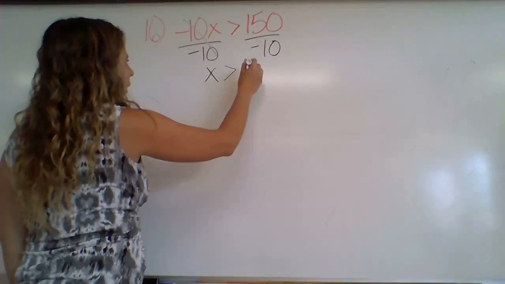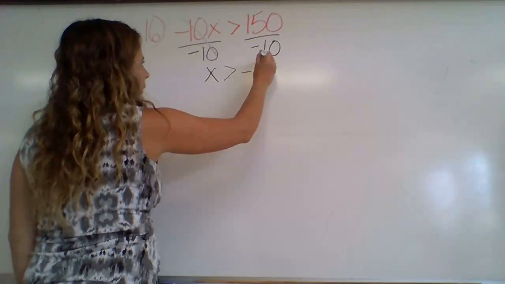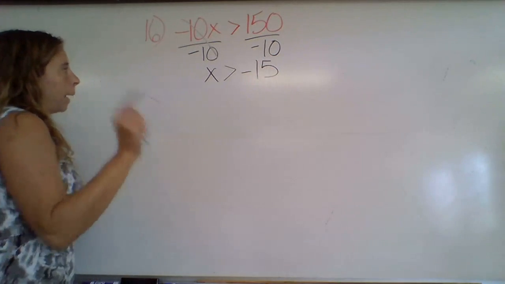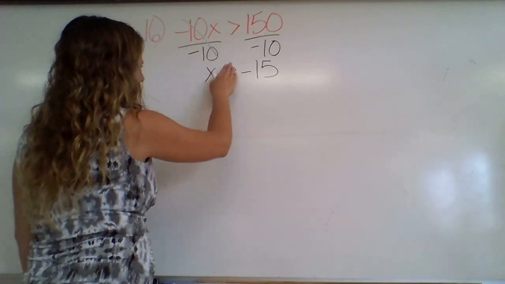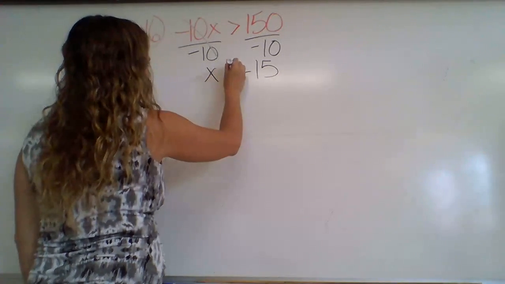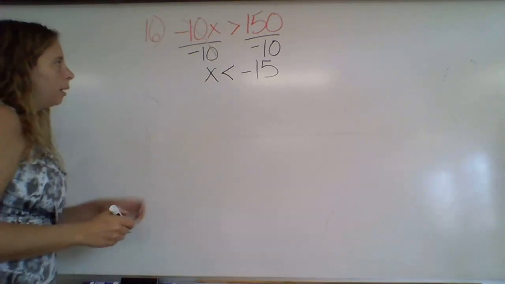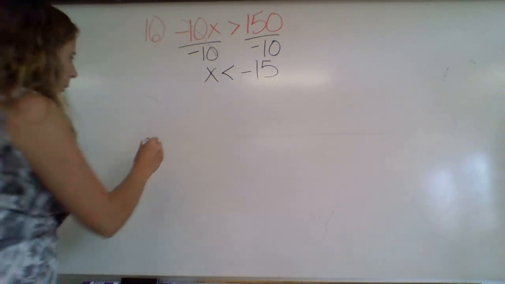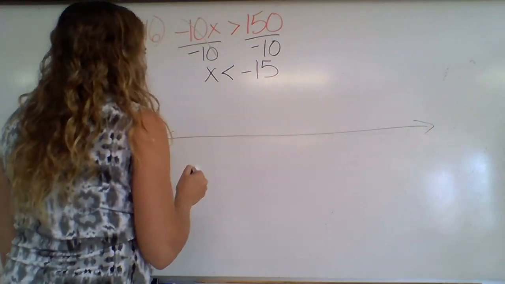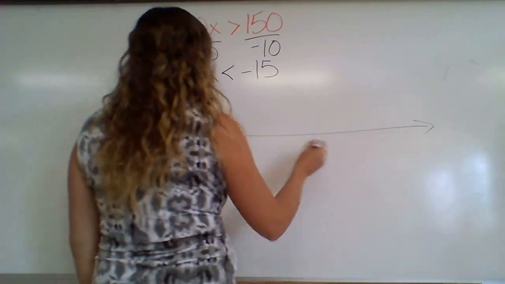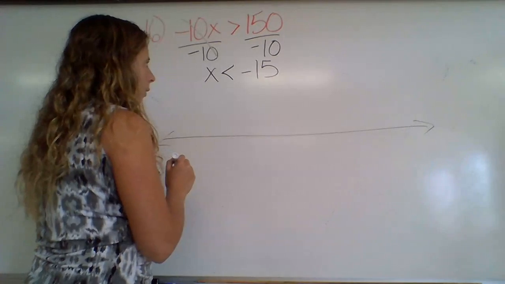Greater than 150 divided by -10 is -15. But you divided by a negative number. Flip your sign. You divided by a negative number. Flip your sign. All right, so now this is what you're graphing on your number line. x is less than -15.